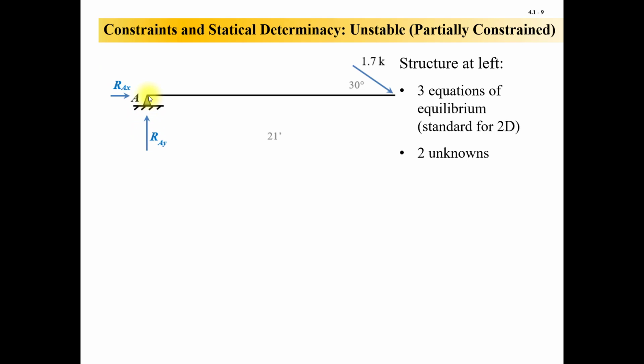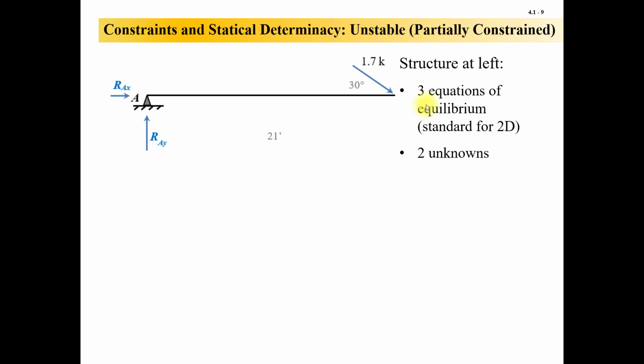Sum of moments about A equal to 0. You don't get it equal to 0. That's the whole problem, right? These two vectors pass through A, so they would not cause moment about A. The vertical component of this 1.7 kip force would be pushing down over here, and this whole beam here would swing down and crash, like a hinge falling down because it's unstable or partially constrained, meaning we don't have enough statics vectors here.